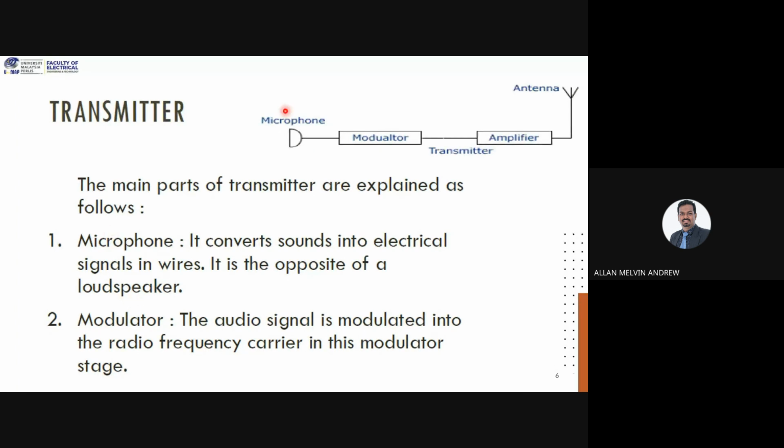Okay, so this is your first part, and this is the symbol for the microphone. Then you have a modulator. We have seen in chapters 2 and 3 how modulation works. The audio signal is modulated onto a radio frequency carrier in this modulator stage. In modulation, you have a carrier signal, and you attach your signal to it so that you can transmit from one place to another. That is how modulation works.